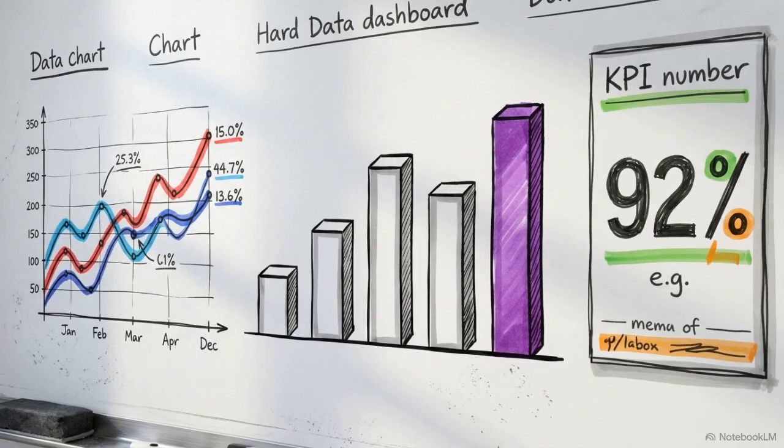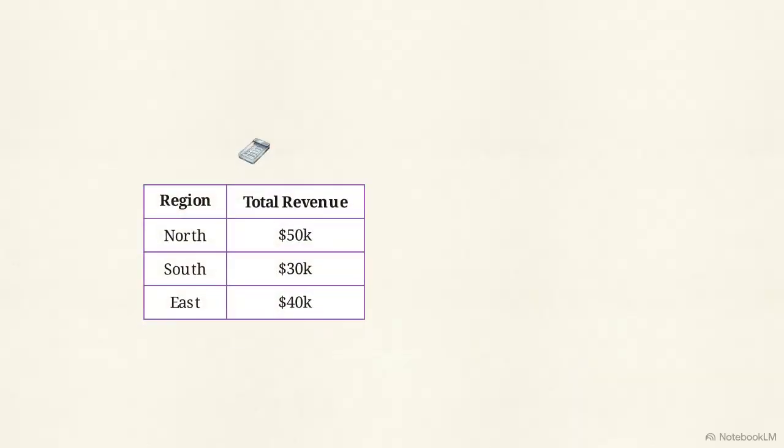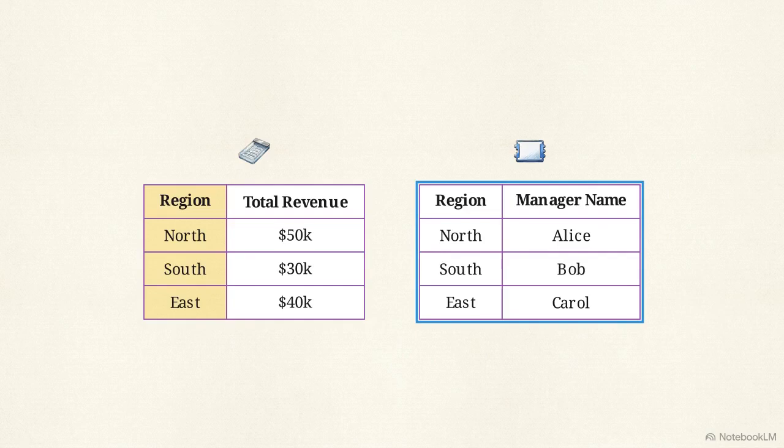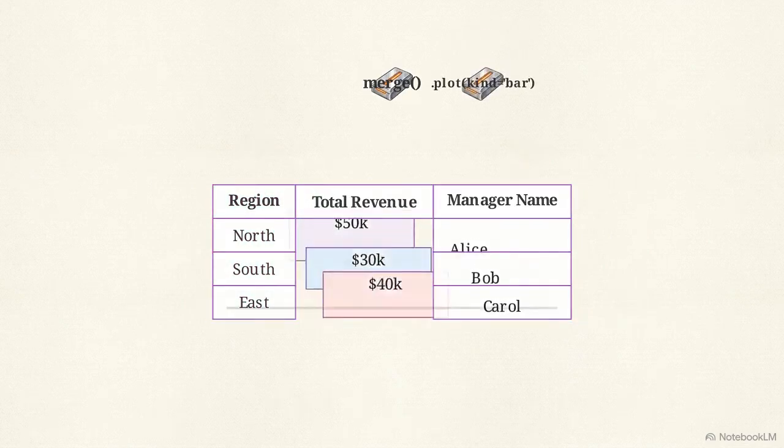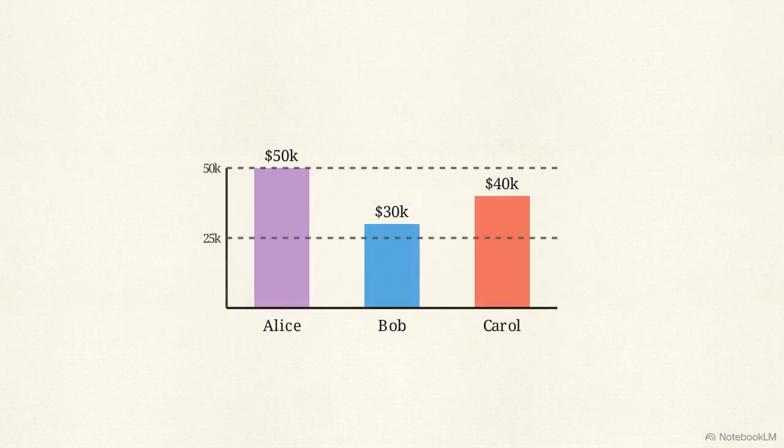We have our regional totals, but we need to assign them to specific people. We bring in a second dataset containing the names of our regional managers. The merge function acts like a SQL join, snapping two tables together horizontally by locking onto their shared region column. Finally, appending .plot(kind='bar') reads this merged table and generates a comparative bar chart.